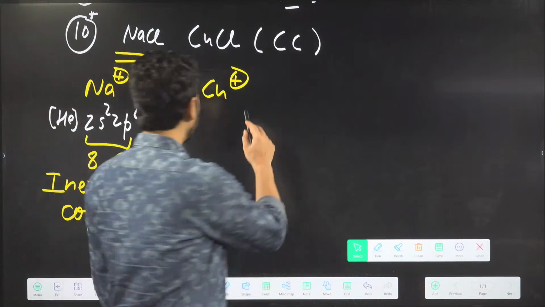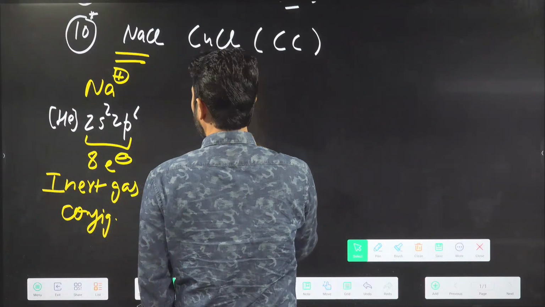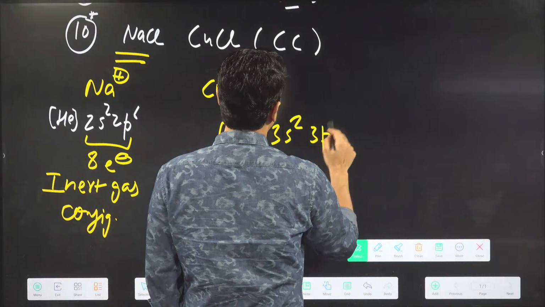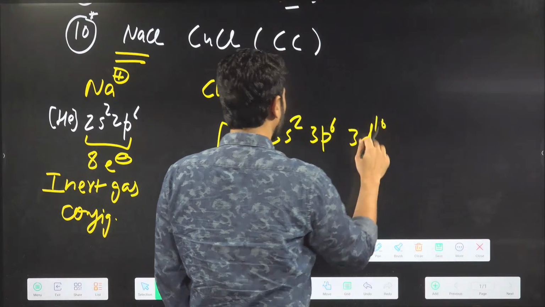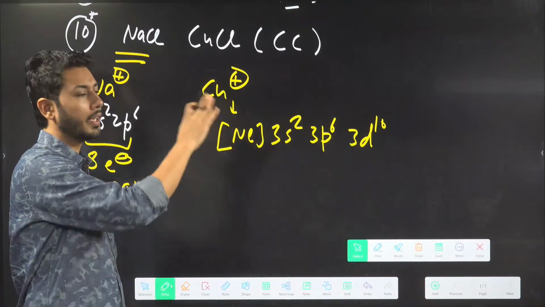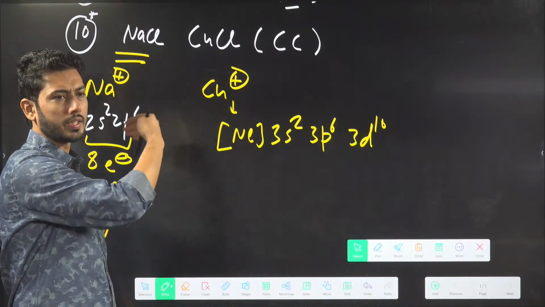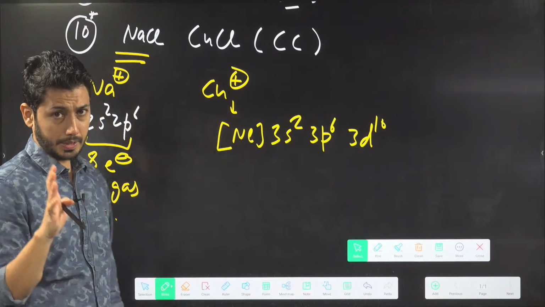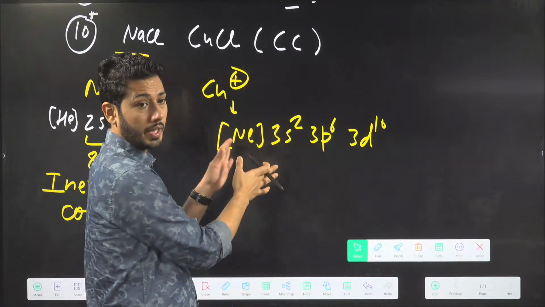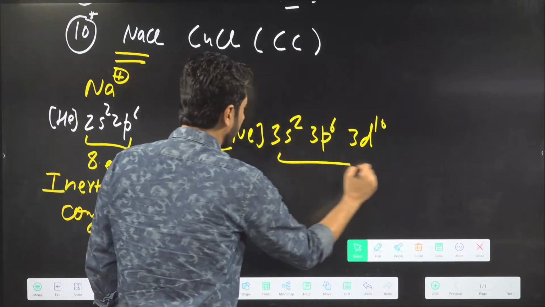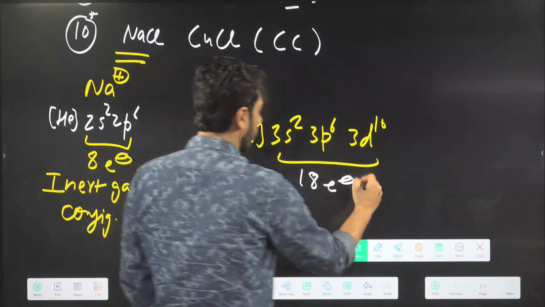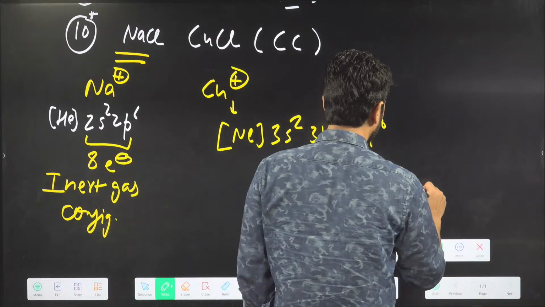But in copper plus 1, if you write it is neon, then 3s2, 3p6, 3d10. This configuration you will do in periodic table, or in the atomic structure also these examples are given up to zinc generally. So I am assuming that you know these things, then only we can use it. So here valence shell, how many electrons? 18, third shell. And this is termed as which configuration? Pseudo inert gas configuration.